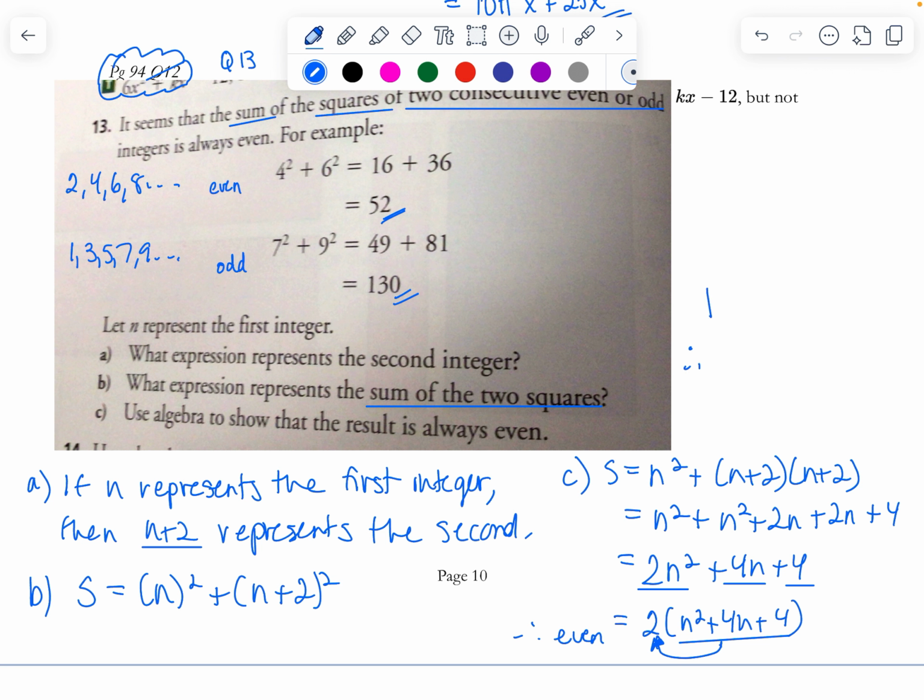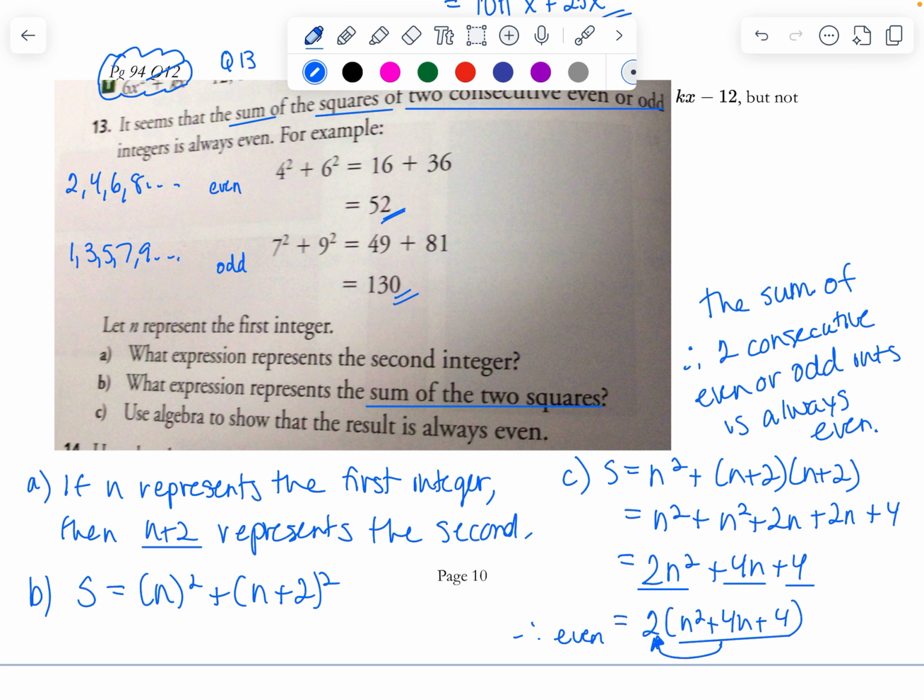So therefore the sum of 2 consecutive even or odd integers is always even. Okay, thank you guys.